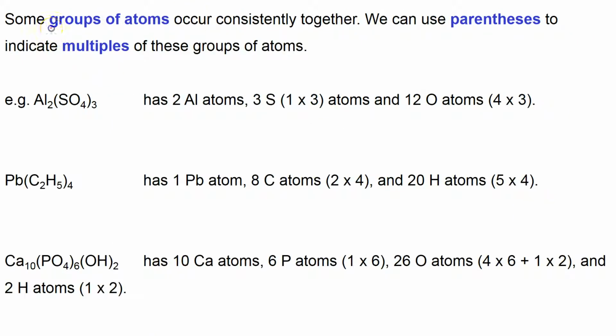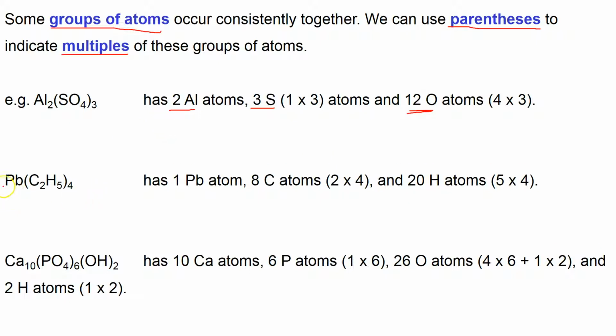Some groups of atoms consistently occur together, and sometimes what we will do is put those groups of atoms in parentheses and then add a multiplier following the parentheses to indicate how many multiples of that group of atoms we have. So here's the compound Al2(SO4)3. And what this indicates is that we have 2 aluminum atoms, and then 3 times 1, 3 sulfur atoms, and then 3 times 4, 12 oxygen atoms.